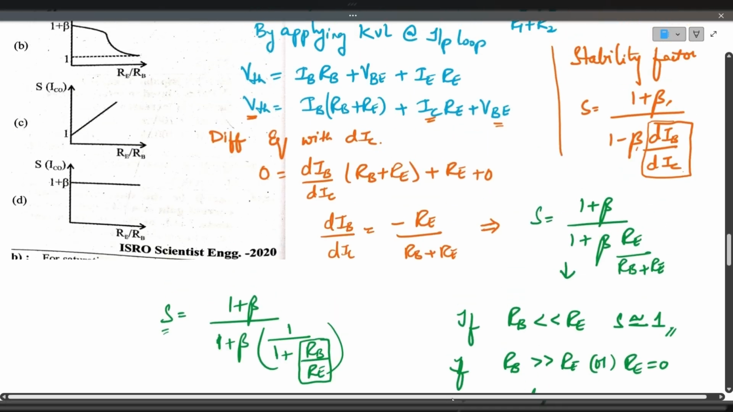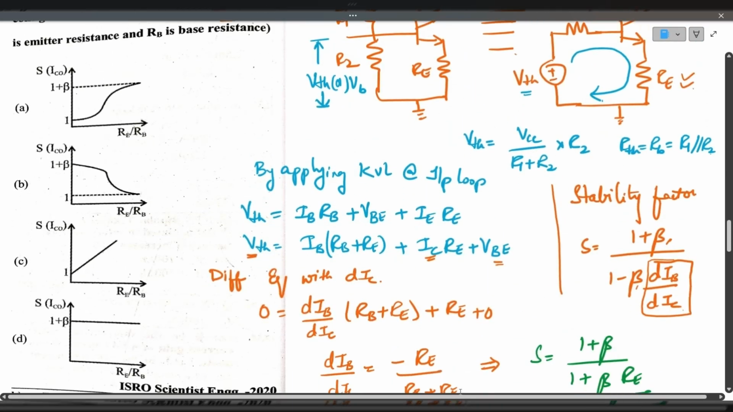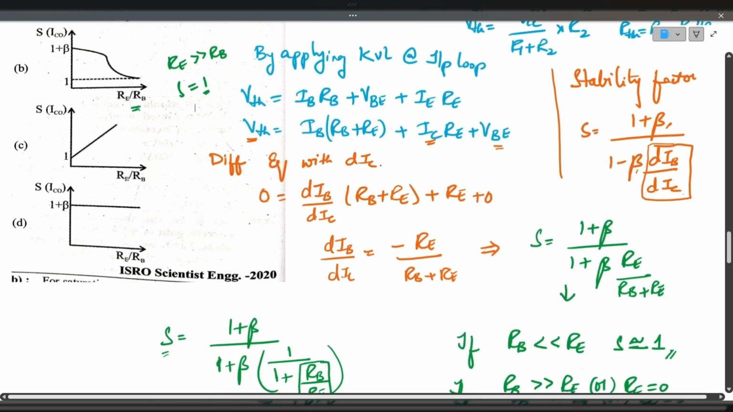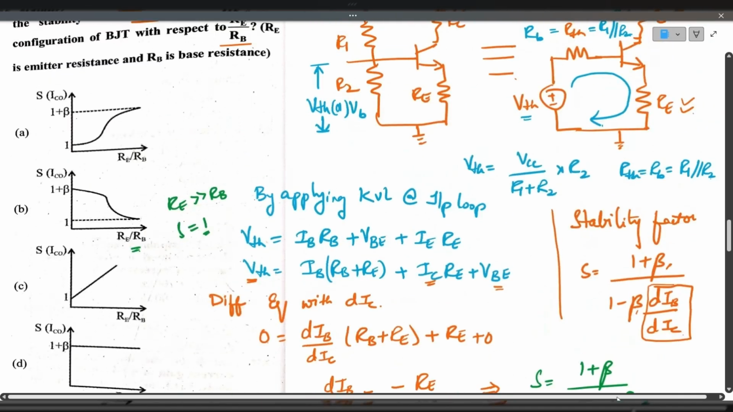Based on this, which is the answer? So here in this case, the emitter resistance by base resistance ratio, RE by RB, is very high. So RE is far greater than RB. So the stability factor S is equal to 1. So this is correct. The answer is option B.